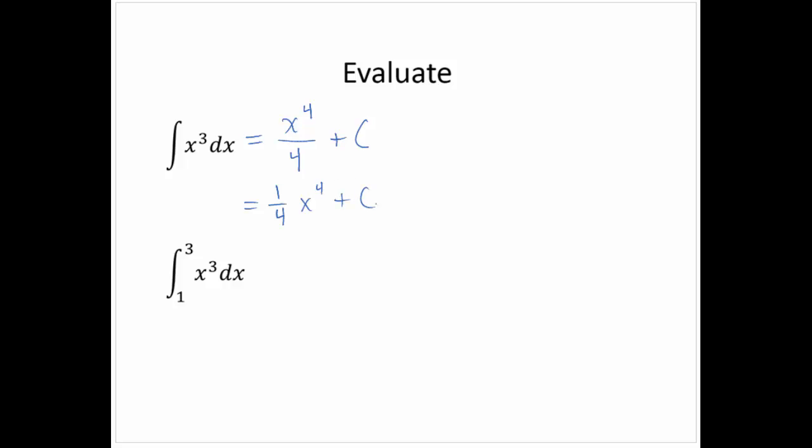Remember, for these indefinite integrals, we can check our work by differentiating. So I can check what's the derivative with respect to x of 1/4 x to the 4th plus a constant. Well, for the derivative of 1/4 x to the 4th, I'd have the 1/4 times the derivative of x to the 4th, which is 4x cubed, plus the derivative of a constant, which is 0, and we're back to x cubed. All right, so that's good.